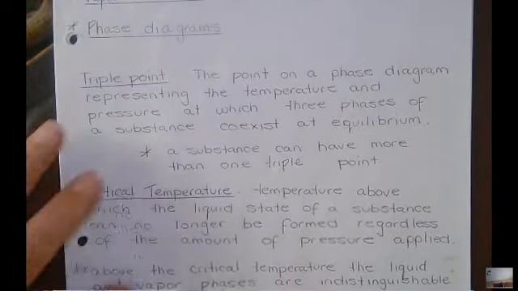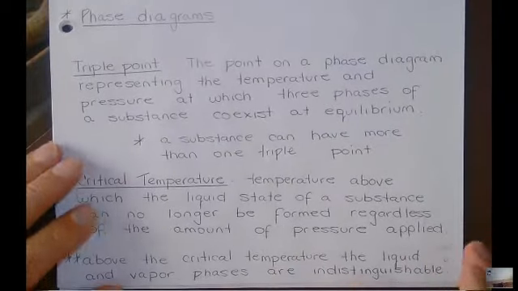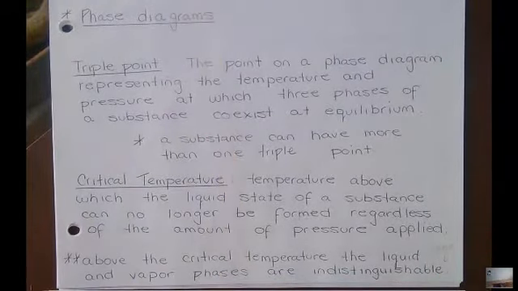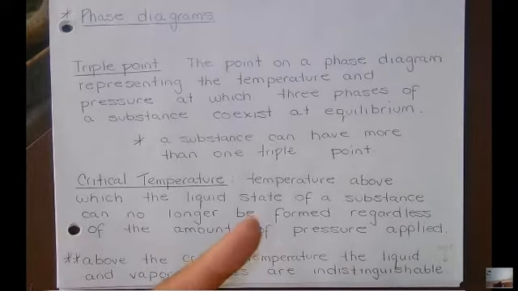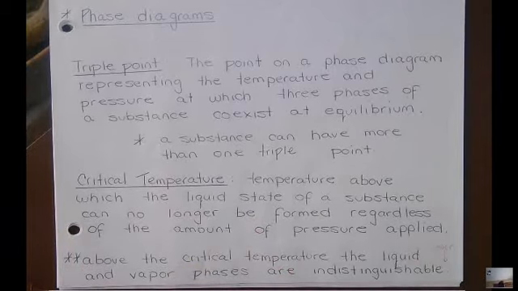The first thing is called the triple point. The triple point on these phase diagrams that I'm going to show you is the point representing the temperature and pressure at which 3 phases of a substance can coexist. In other words, it is an equilibrium temperature and pressure where the solid, liquid, and gas version of a particular material can all coexist, and you can move between all 3.